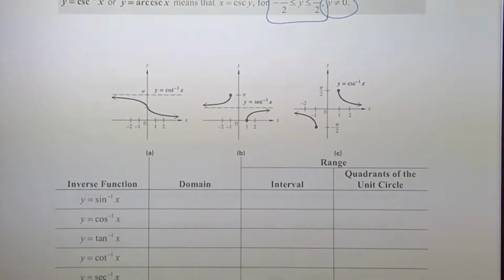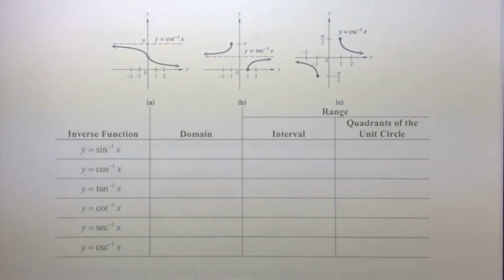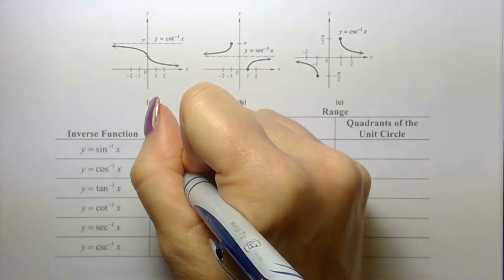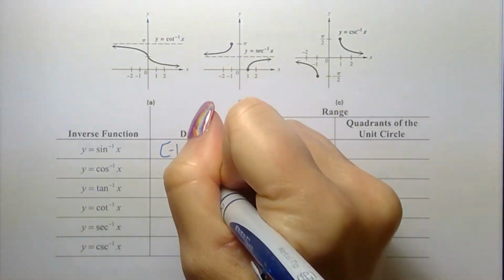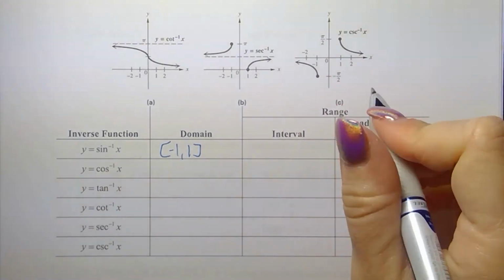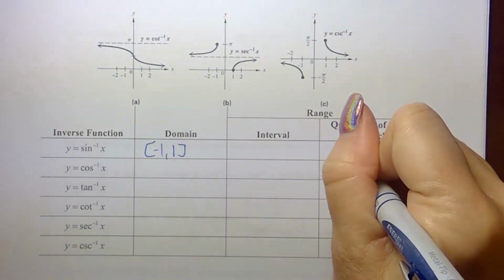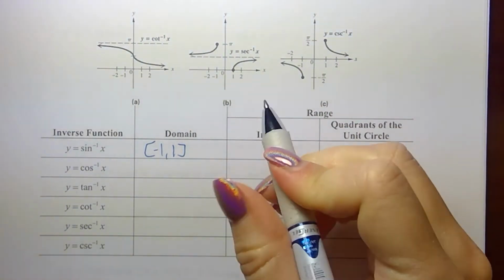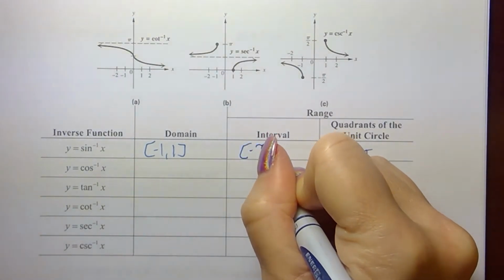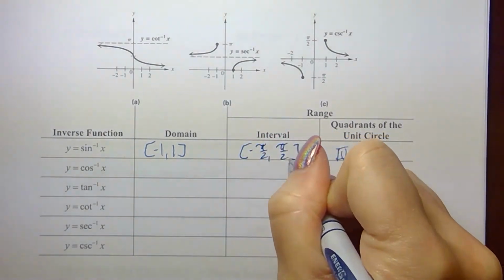We're going to go ahead and put the domain and range as well as the quadrants down in a chart so you have it all in one place. We're going to start with sine inverse. Sine inverse has a domain of -1 to 1. Remember, we restrict sine inverse to quadrants 4 and 1. That's the interval from negative pi half to positive pi half inclusive.